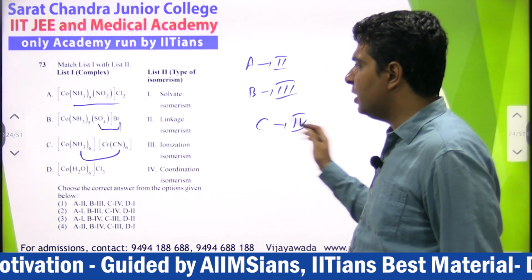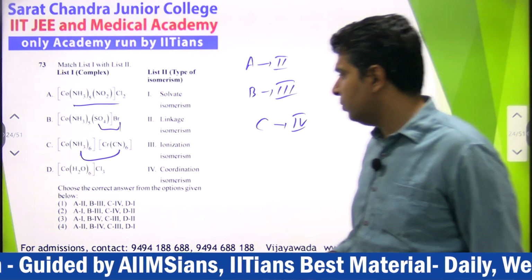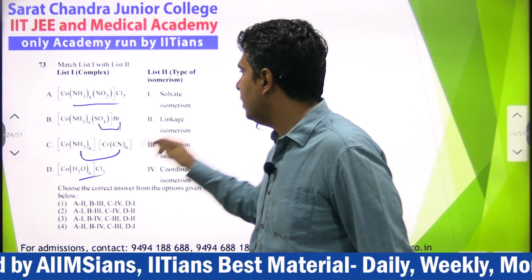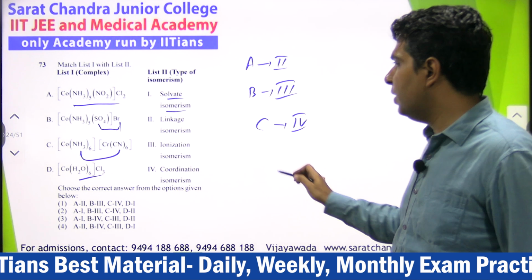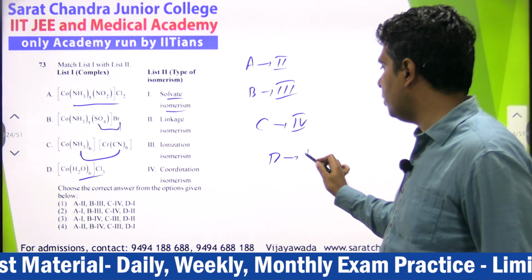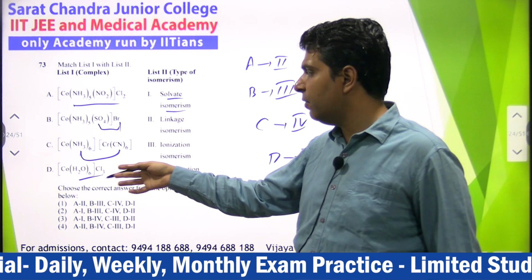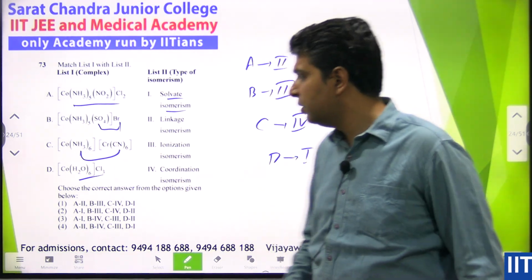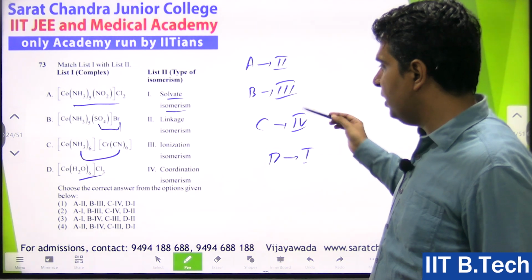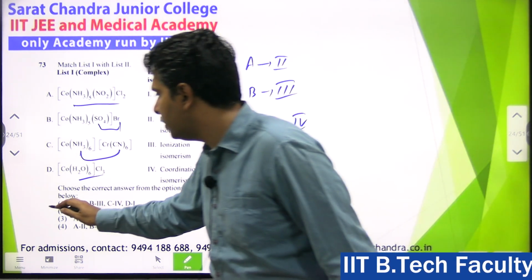This is the example given in NCERT also for coordination isomerism. And this one will show hydrate isomerism, that is solvate isomerism. So solvate or hydrate isomerism. So D is corresponding to 1. So this is also an example given in NCERT for solvate isomerism, in which its different isomers are different in colors. So A is corresponding to 2, B 3, C 4 and D 1. So answer will be first option.